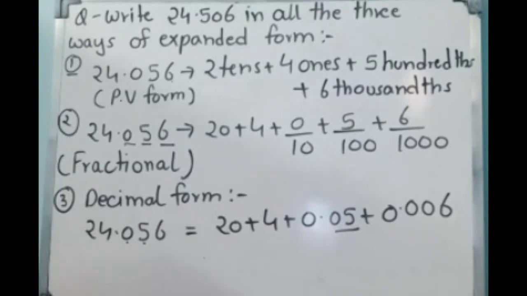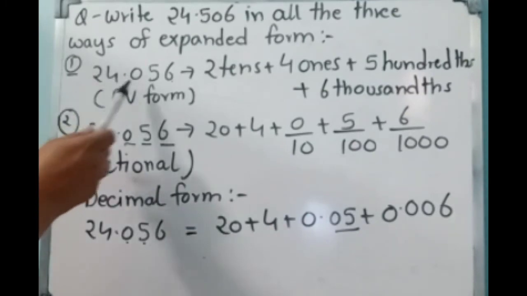Write 24.506 in all the three ways of expanded form. So this is place value form. This is 2 tens plus 4 ones plus 5 tenths plus 0 hundredths plus 6 thousandths. Tens place we have 0, so no need to write this.